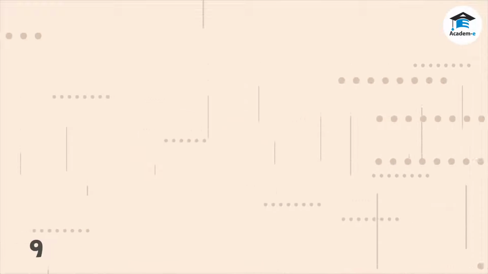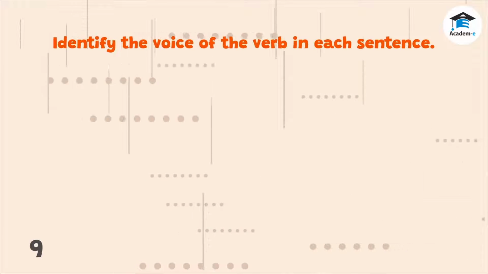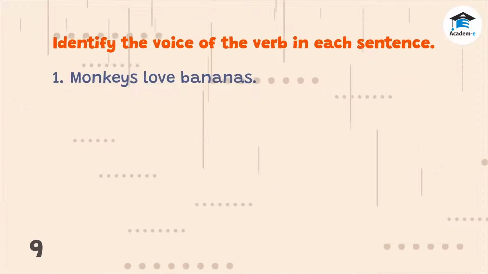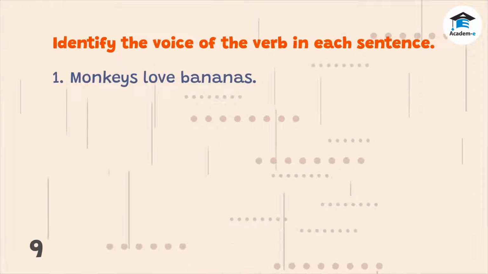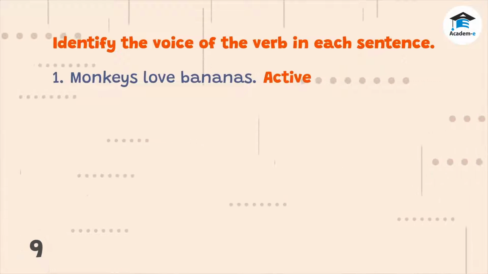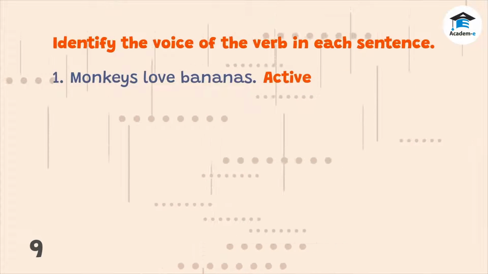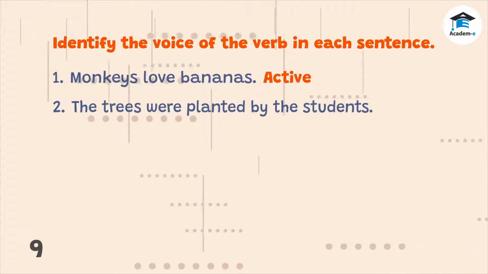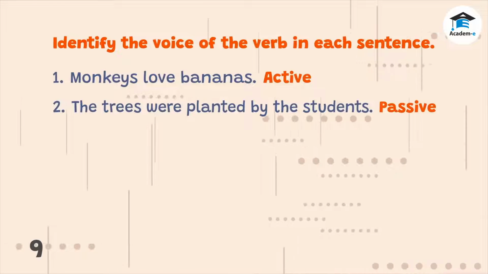Let's practice what you have learned. Identify the voice of the verb in each sentence. 1. Monkeys love bananas. Active. 2. The trees were planted by the students. Passive.